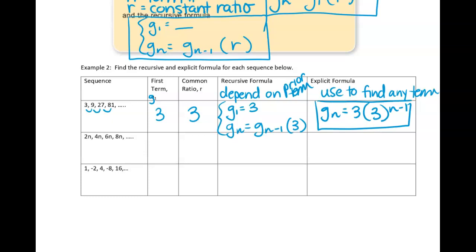Next one, this looks kind of weird, but it'll work the same. If you do 4n divided by 2n, n over n is 1, 4 over 2 is 2. And then if we look at 6n over 4n, this one's actually kind of a trick, because this is 3 halves. So this is not geometric.